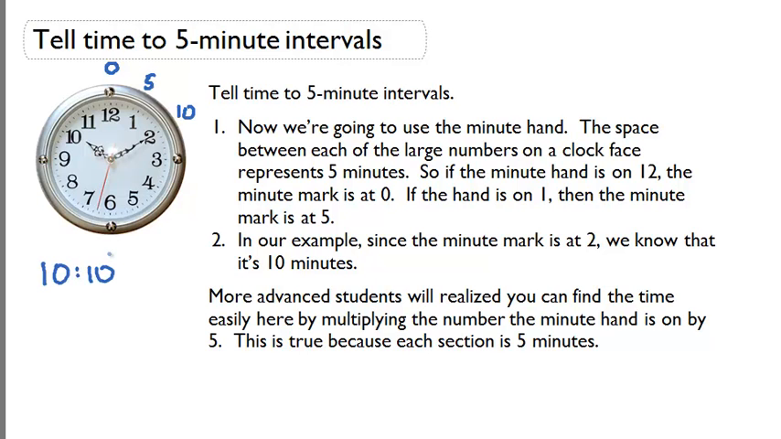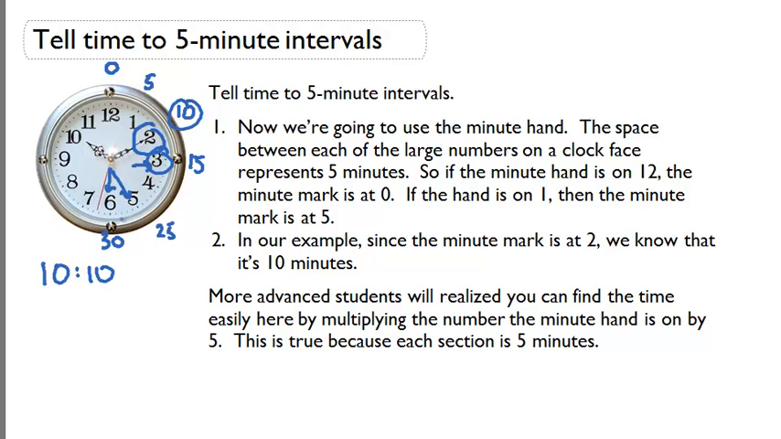Some of you guys may be thinking, let's try to find a way to easily do this. If I'm talking about 5 minutes, and if it's exactly on the minute mark, you can just multiply the number it's pointing at by 5 minutes, and that'll get you 10. This would be 3 times 5 would be 15. 5 times 5 would be 25. 6 times 5 would be 30.